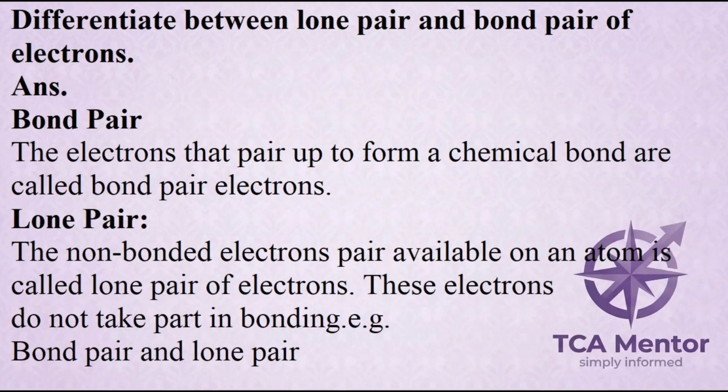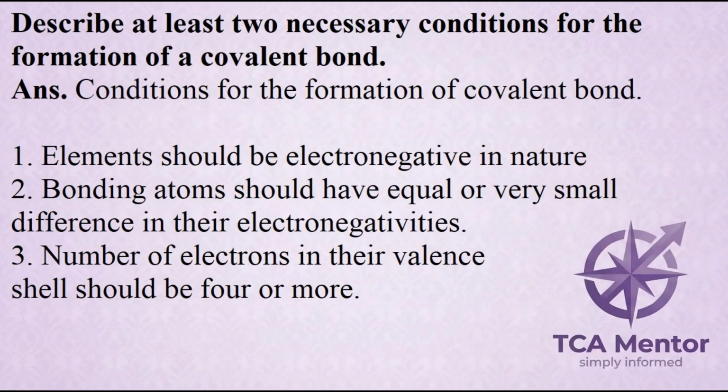Differentiate between lone pair and bond pair of electrons. Ans. Bond pair: The electrons that pair up to form a chemical bond are called bond pair electrons. Lone pair: The non-bonded electron pair available on an atom is called lone pair of electrons. These electrons do not take part in bonding.